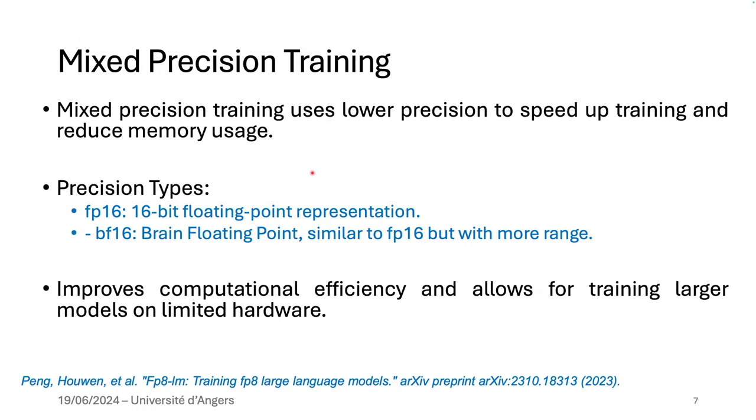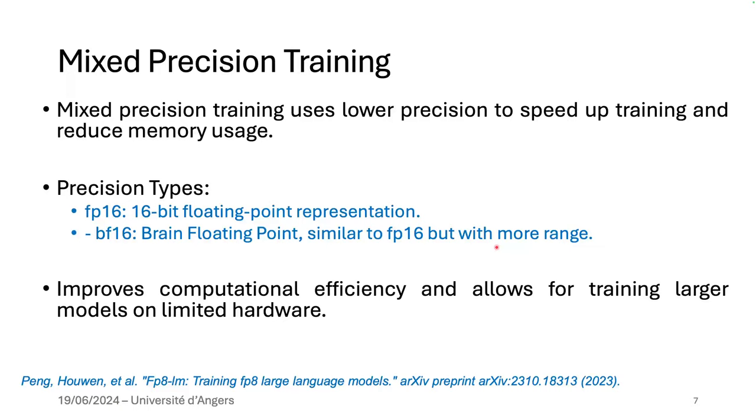But what does it talk about? It uses lower precision to speed up training and reduce memory usage. In that case, we have the precision types of usually FP16, the 16-bit floating point representation, and BF16, the brain floating point, which is quite similar to FP16 but with more range that we can use. With this technique, mixed precision training, we can improve computational efficiency and allow for training larger models on limited hardware. These are the most famous techniques that we always use when we want to fine tune a model.